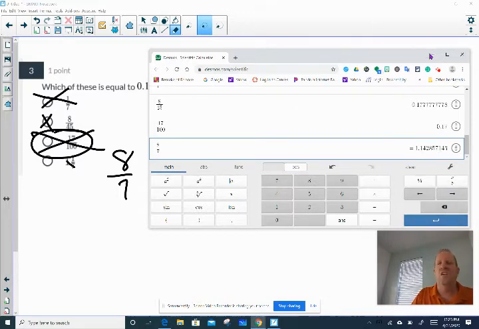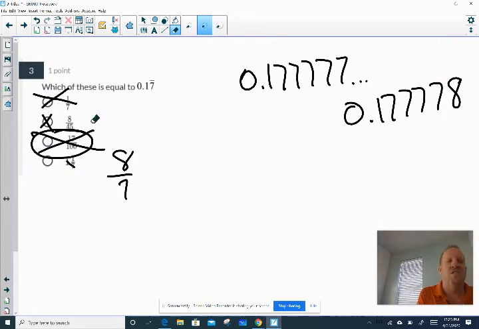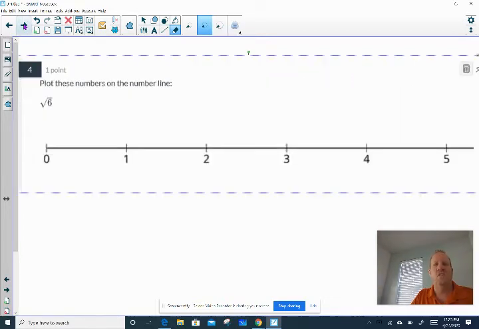So in this case, the only one that's correct is this answer. That may not be the case in all of them. You may have more than one answer, so make sure you're looking for more than one answer.